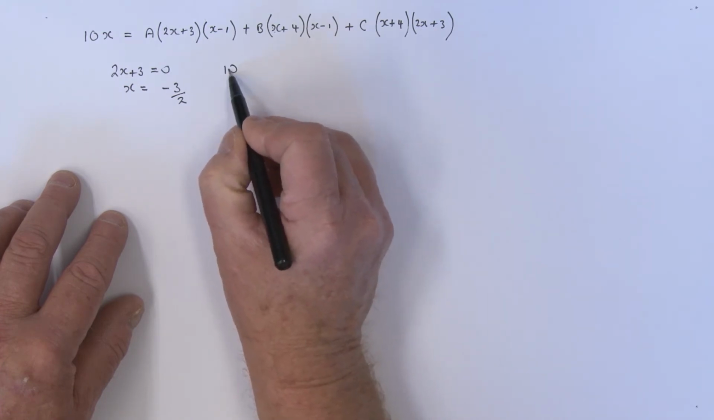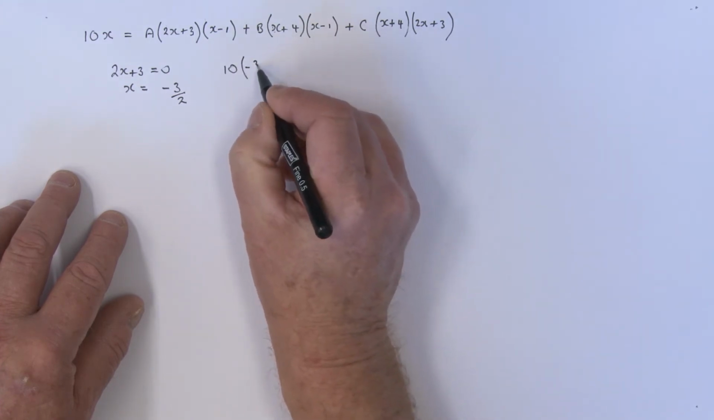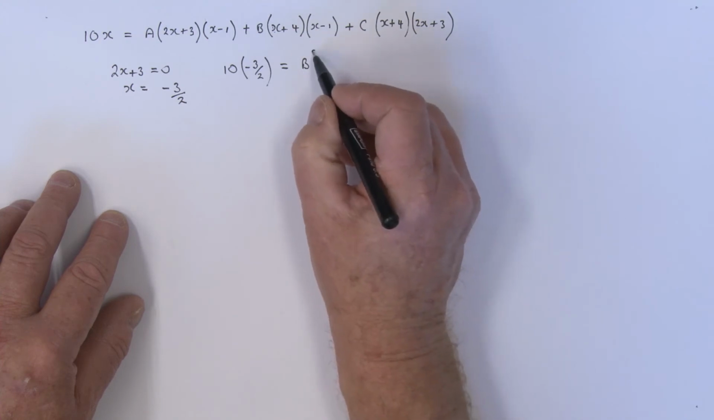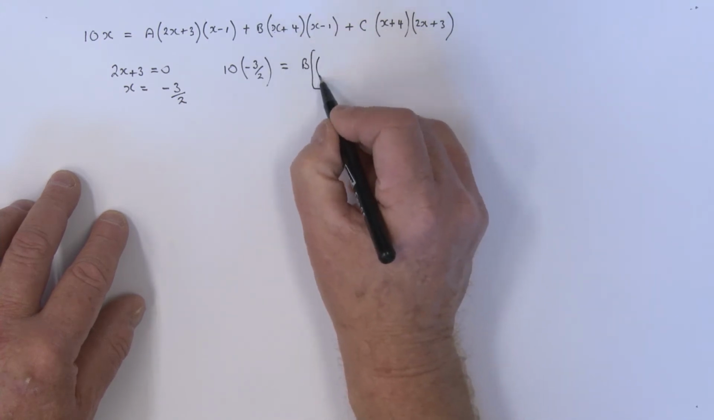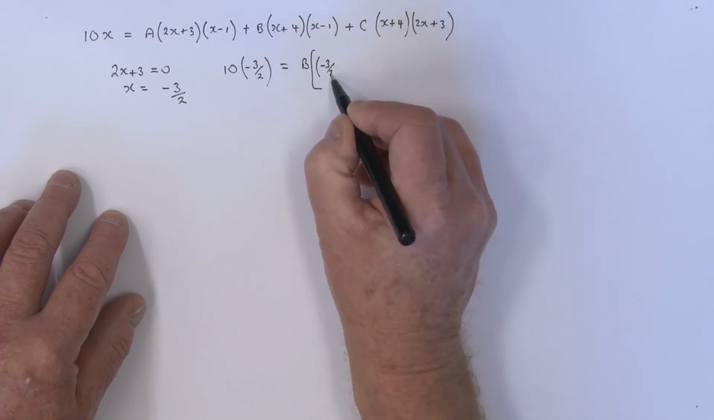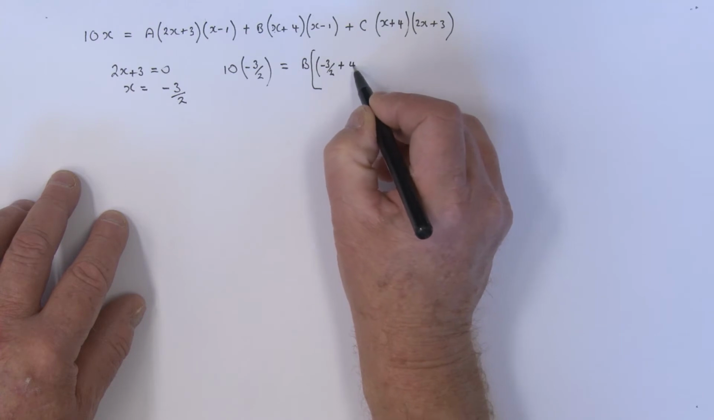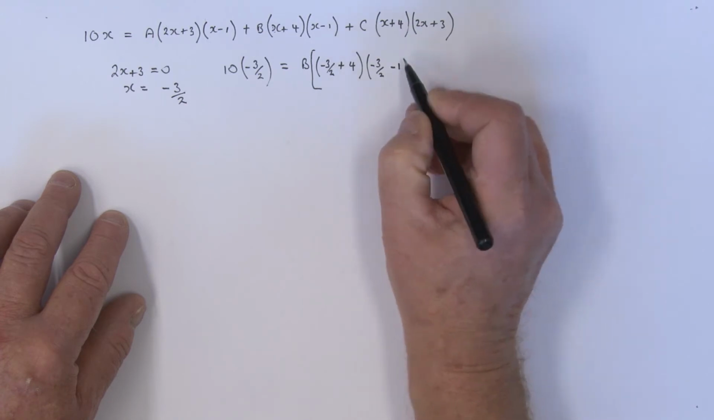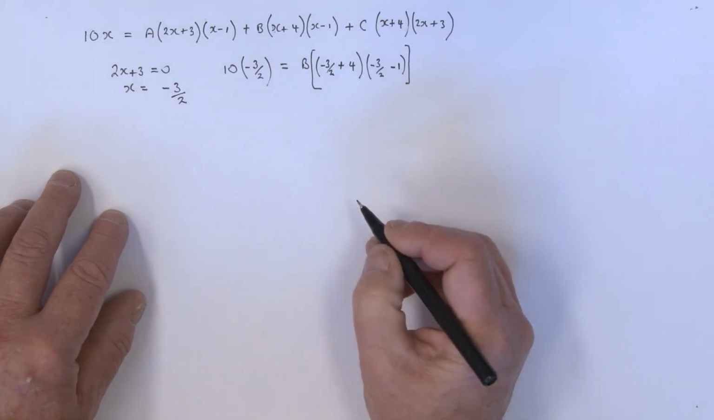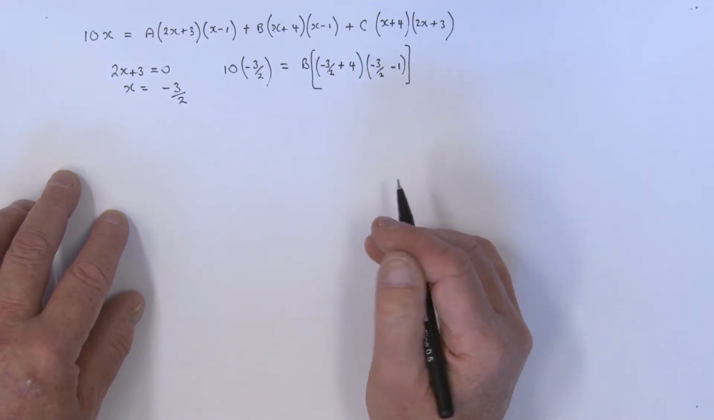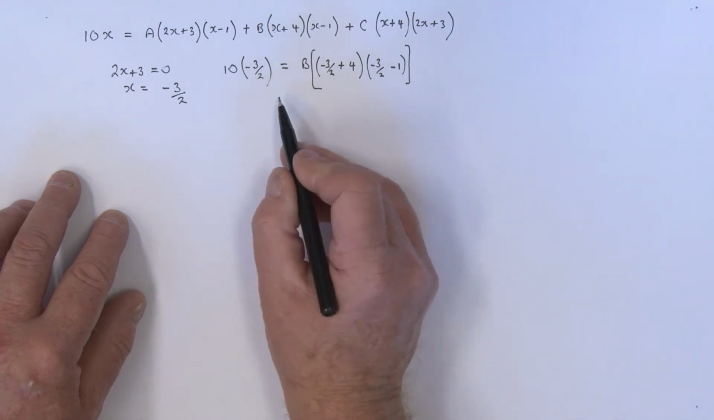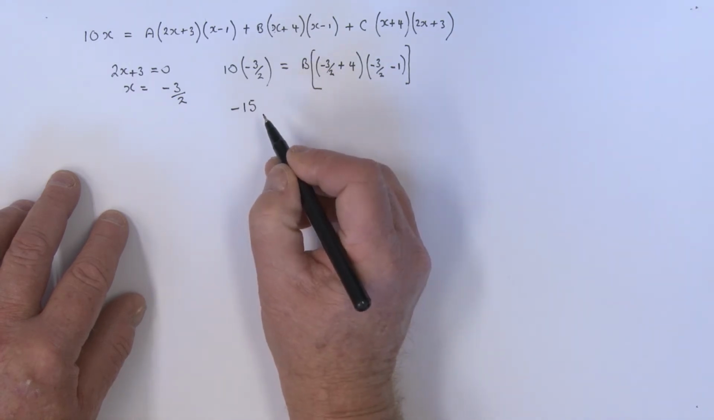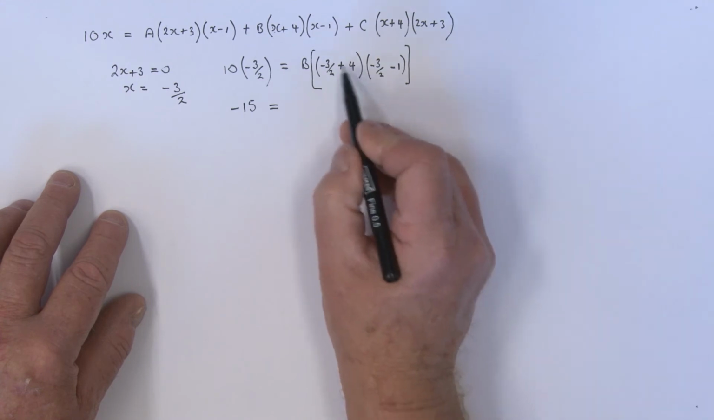So we've got 10, and that is multiplied by minus 3 over 2, and that is equal to b. Open up a big bracket here and put the x value in. x is minus 3 over 2 plus a 4. Close that bracket. Then I've got minus 3 upon 2 minus a 1. And I'm closing my brackets. So that's where I sit at the moment. Therefore, let's take this just a step further. This would evaluate to be minus 15, wouldn't it? So that's minus 15, which is equal to, let's evaluate this bit over here.